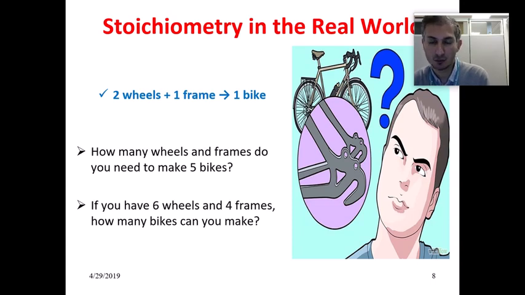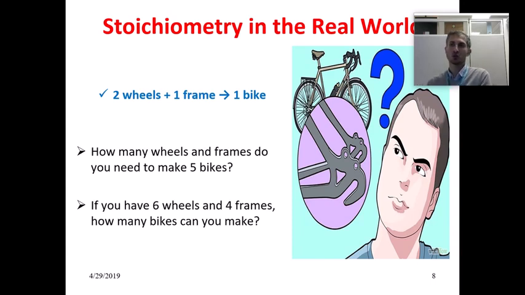If we look at the textbooks and also some resources, you always have examples regarding cooking. So I'm going to show you the cooking example as well as this example that you see here. The example says, if we have this general information, 2 wheels and 1 frame make 1 bike. By these 2 materials, we can make 1 bike. A couple of possible questions: how many wheels and frames do you need to make 5 bikes?